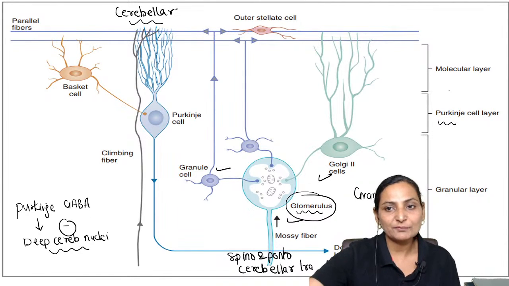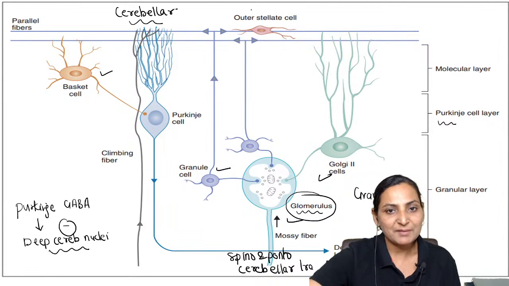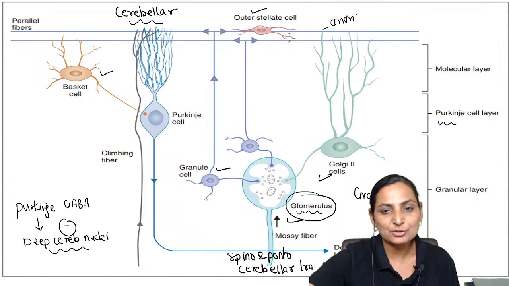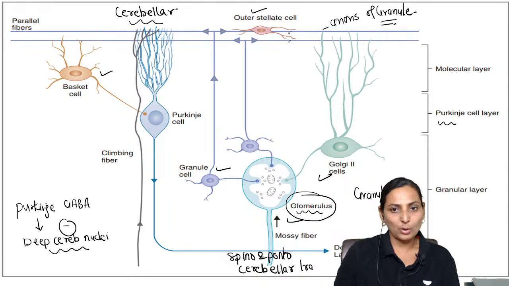Apart from this, now you've got the outer molecular layer. You can see that the outer molecular layer will have your basket cells, the stellate cells, and these parallel fibers. These parallel fibers are nothing but the axons of the granule cells. So the cerebellar cortex has three important layers and the cells in it.